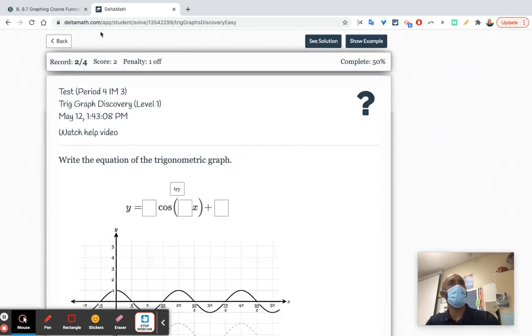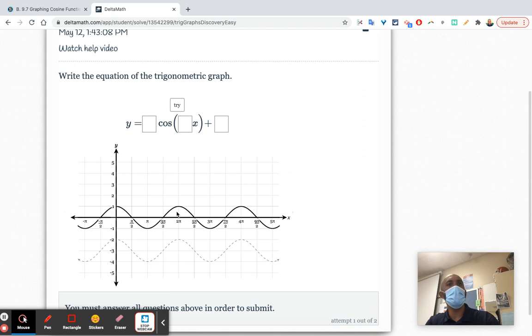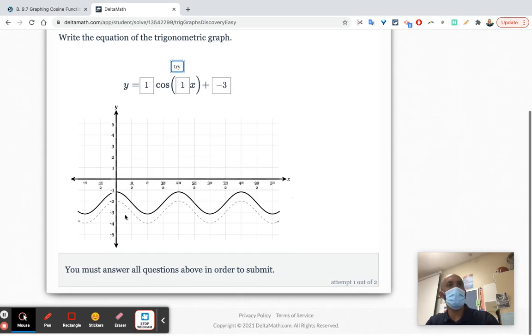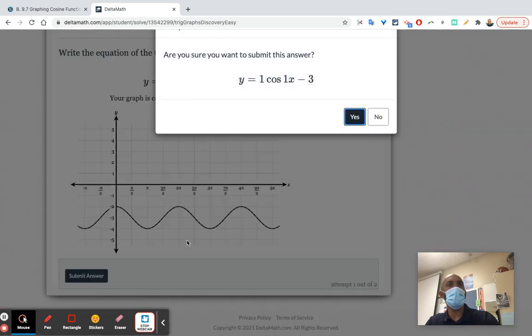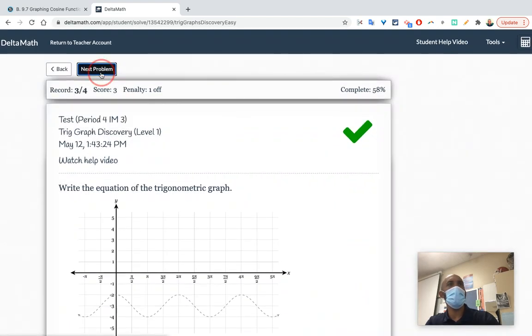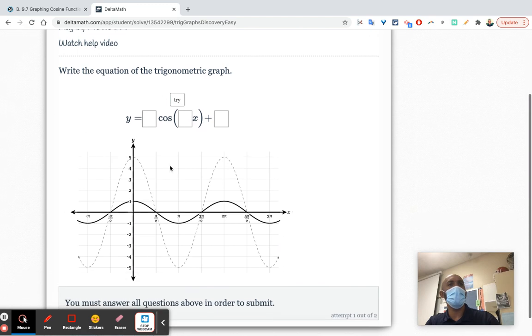Okay, let's do one more. All right, so now this one looks like we've got a shift down to a midline of -3, so -3. The amplitude is just 1 again. All right, looks good. And okay, this will be our last one.